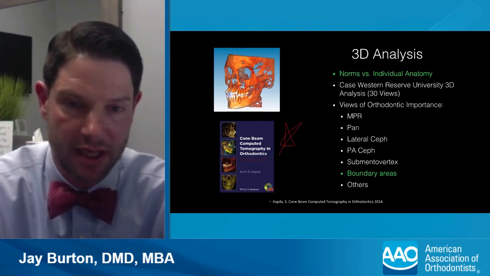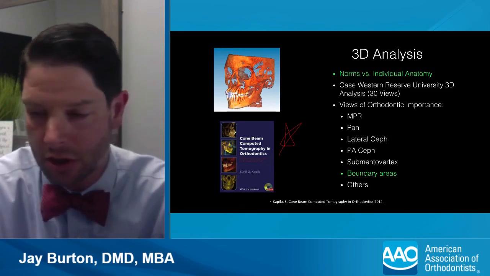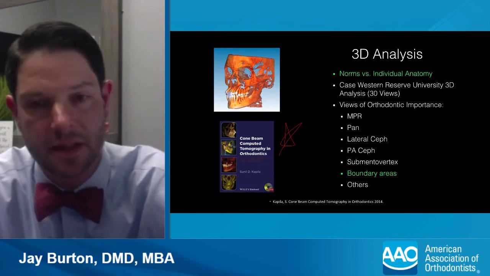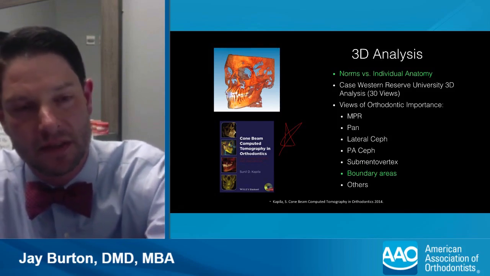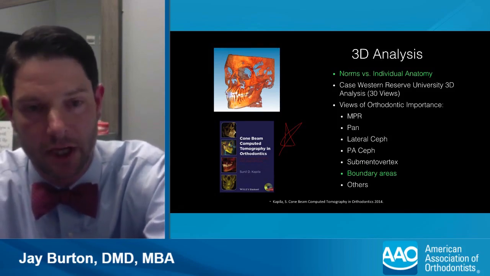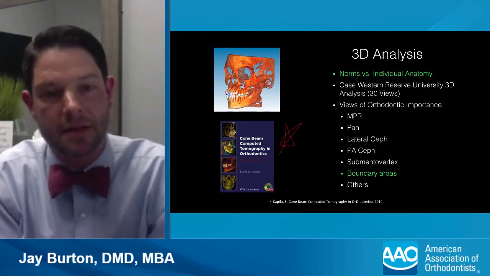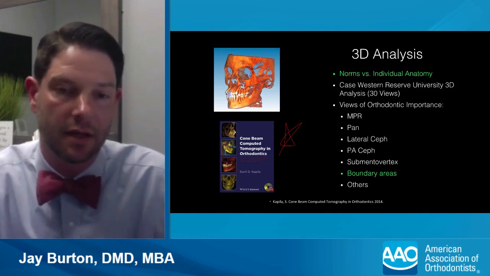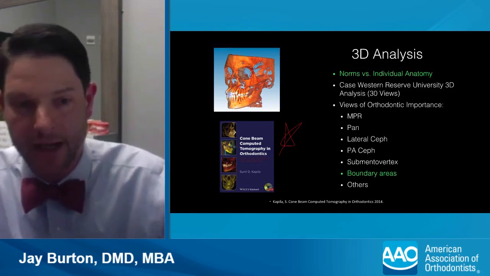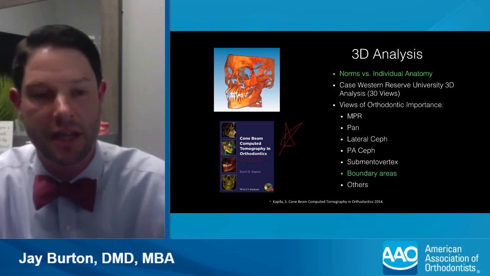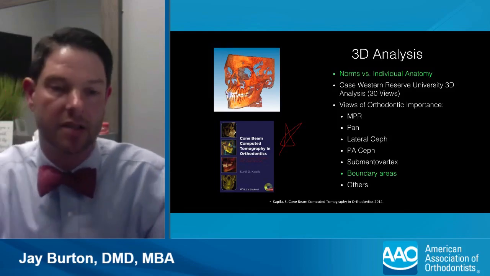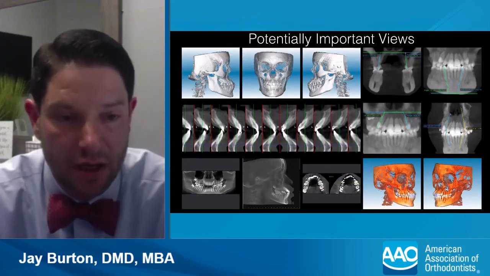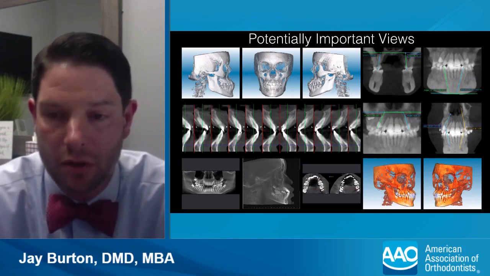So a lot of people ask about 3D analyses and what I use and what's out there to use. Case Western Reserve University has a 3D analysis. Sean Carlson, who is an orthodontist in California, does quite a bit with CBCT and has developed a BCA analysis. It's really good. But at the end of the day, it's that you have the information you need to treatment plan the case properly. You've got the MPR view, you can create a pan, a lateral ceph, a PA ceph, a submentovertex, you can look at the boundary areas, and you can look at pretty much any other view that you want that will help you in diagnosing and treatment planning the case.